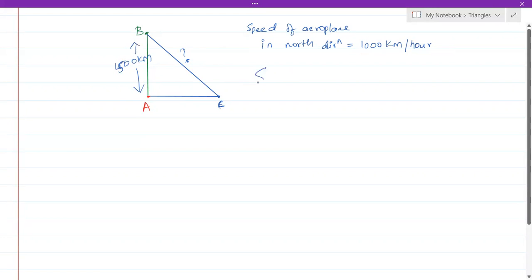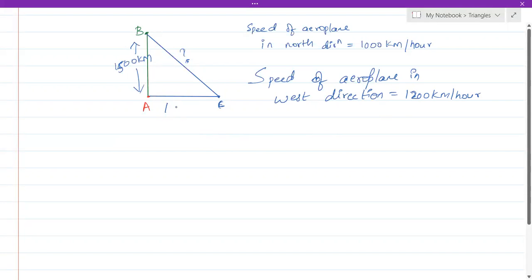The speed of aeroplane in west direction is 1200 km per hour. So 1 hour 1200 km. 1.5 hours, it will become 1800, isn't it? So this is 1800. So here again, the angle between the north and the west will be 90 degrees.